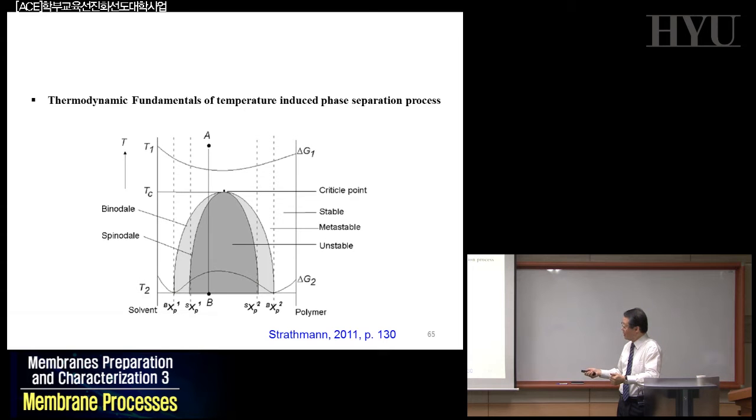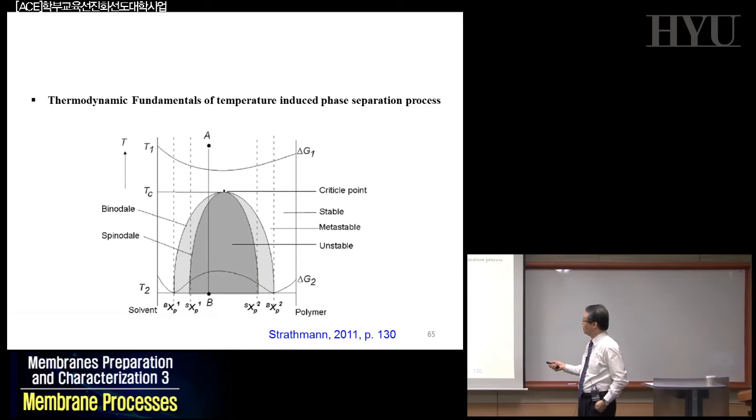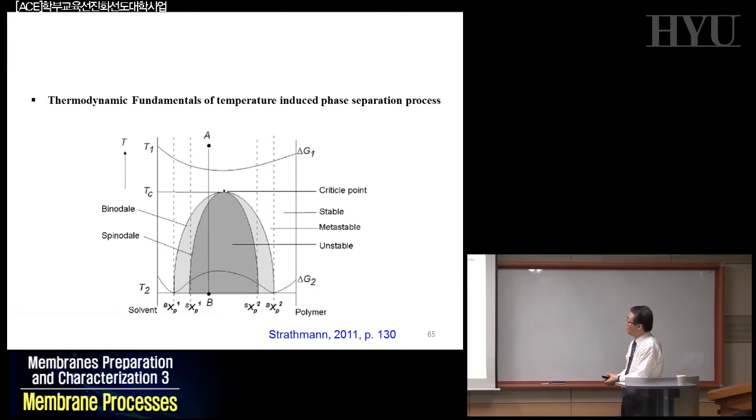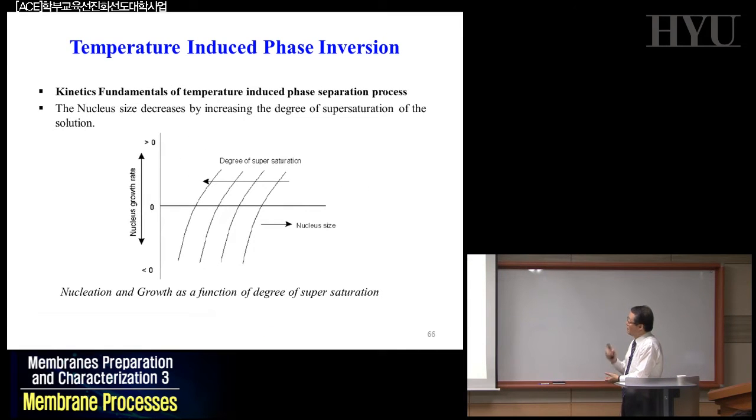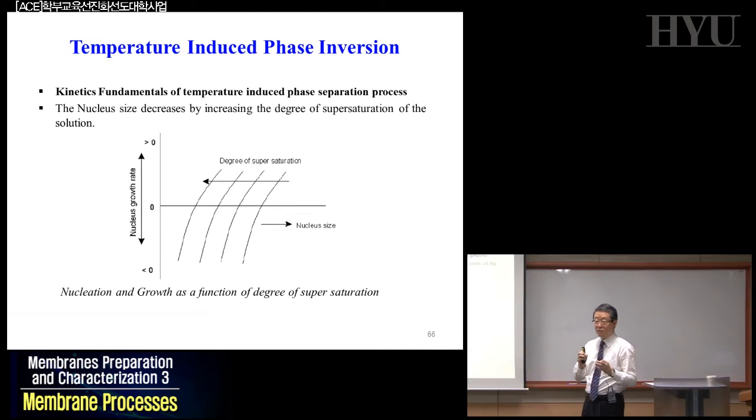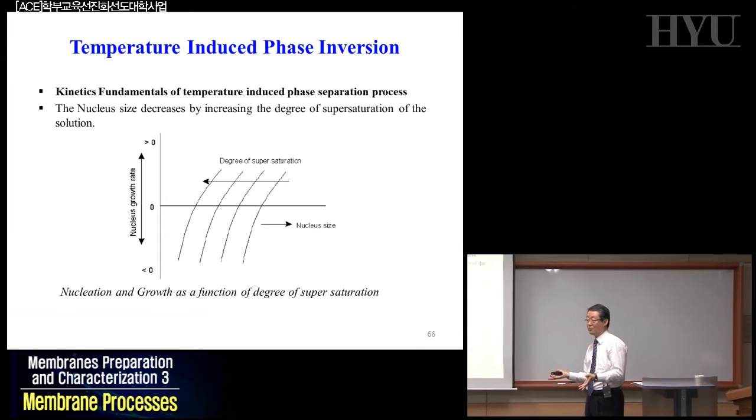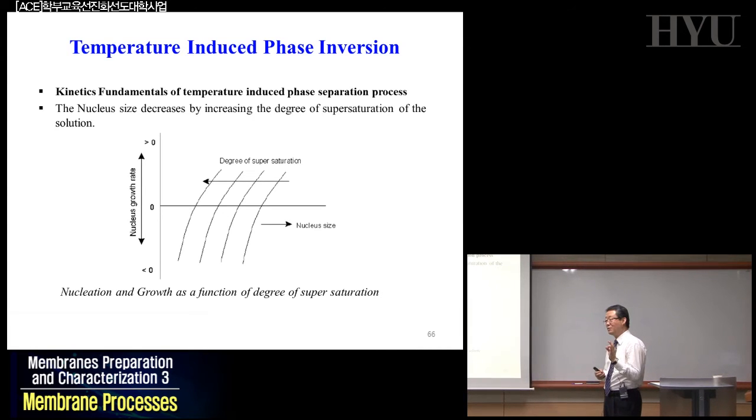If you pass the other line, then it's different from the line passing your critical points. Now, we know that the nuclei are governing the membrane formation, particularly in the TIPS cases, and the size of nuclei might be important, depending upon your polymer concentrations, of course.